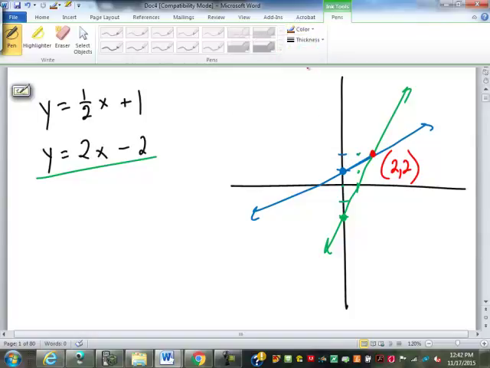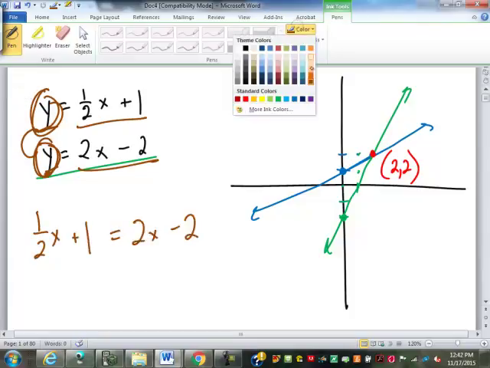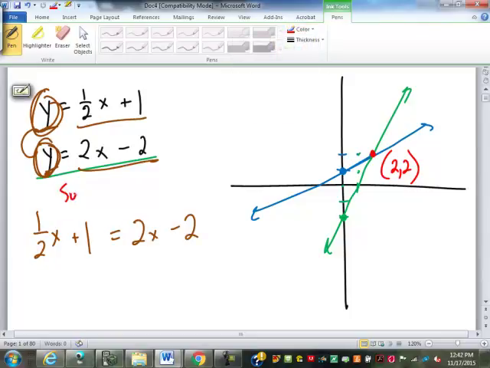Well, glad that you asked that. At the solution to this system of equations, this y and this y better be the same number, right? If it's a single point. So we can just assume that this y and that y are equal. So if this y equals this y, that means this must equal that. So 1/2 x plus 1 must equal 2x minus 2. This is what we call substitution.